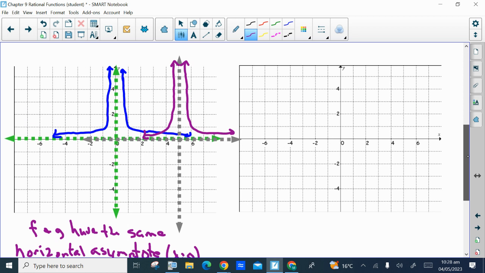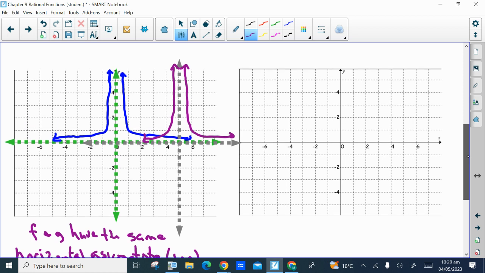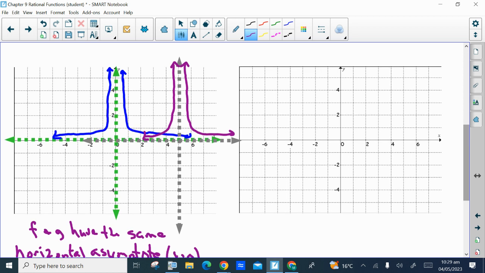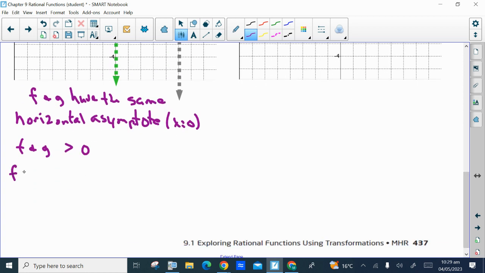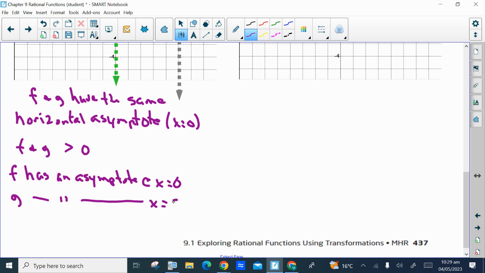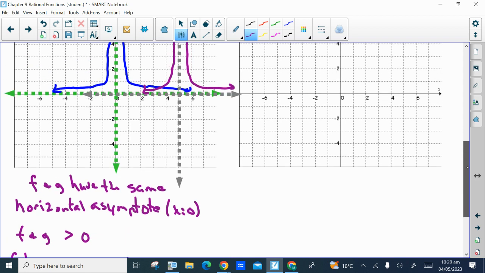One difference we can say is that they have different vertical asymptotes. F has a vertical asymptote at x equals 0. G has an asymptote at x equals 5. So there's a difference between the two. So now we're going to do the same thing in our second graph to compare f and h.